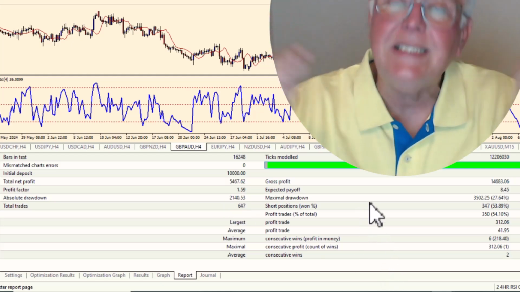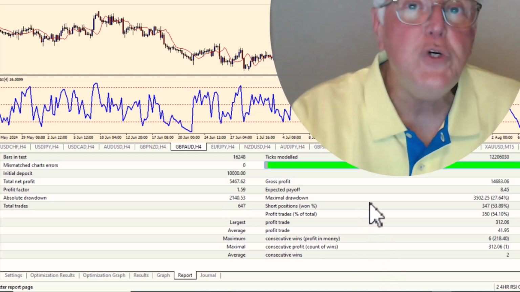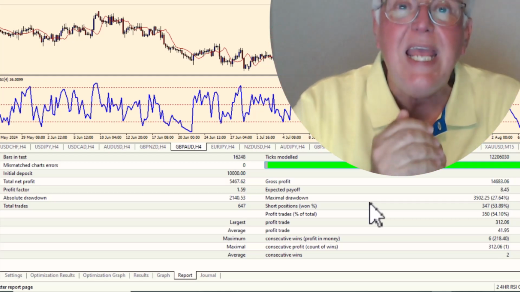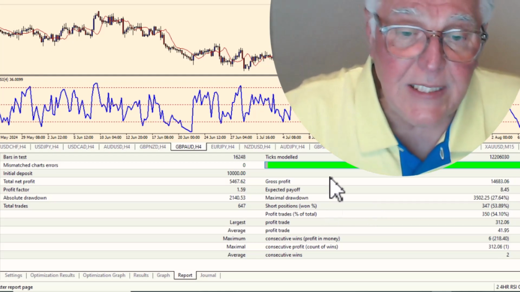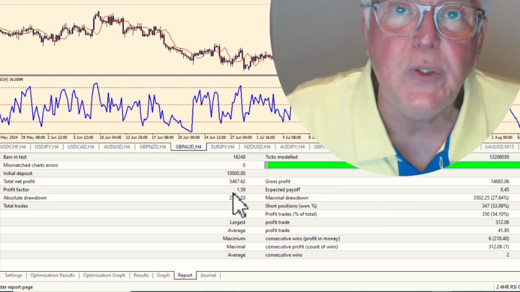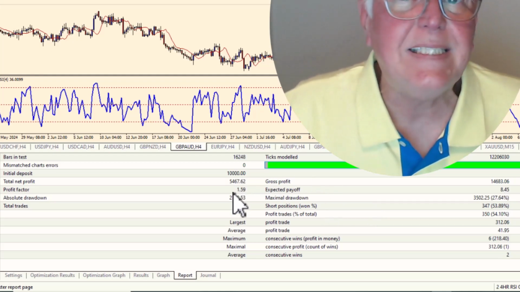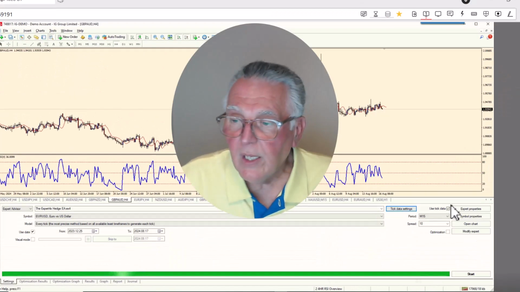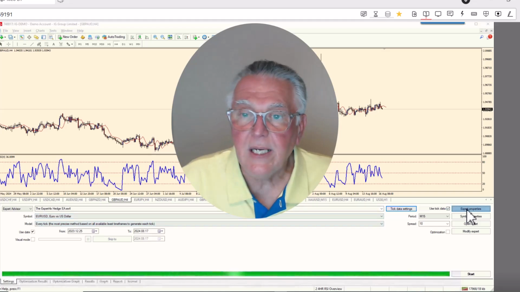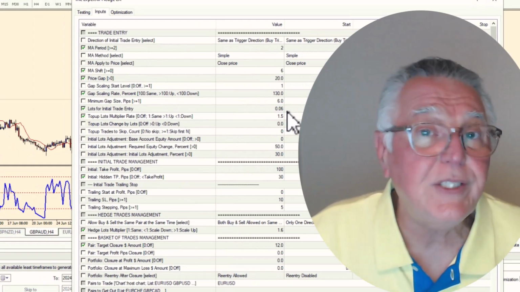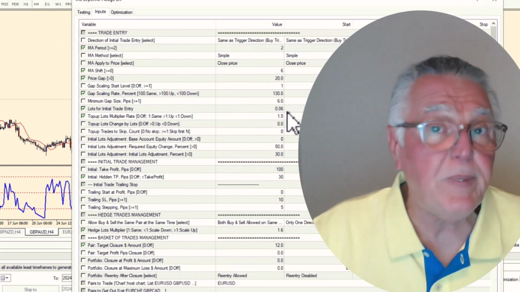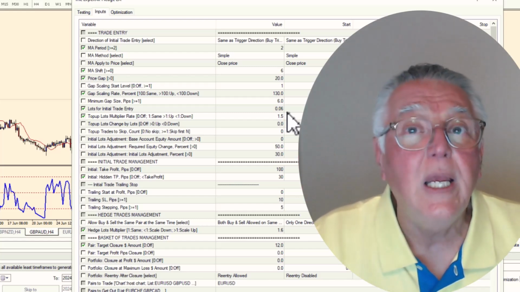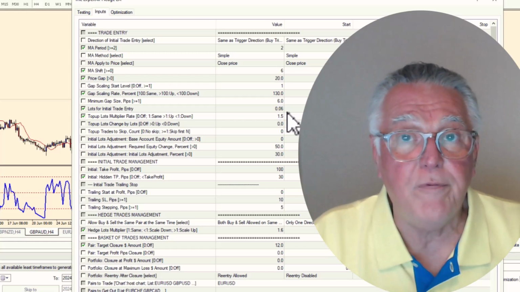So as you can see, we have turned these settings around to be a 50% return. That is a 50% return on your money by simply being more conservative. So let's have a look at the settings, and we'll see 0.06 has produced 50% return. Now 50% return is a fantastic return in 7.5 months.